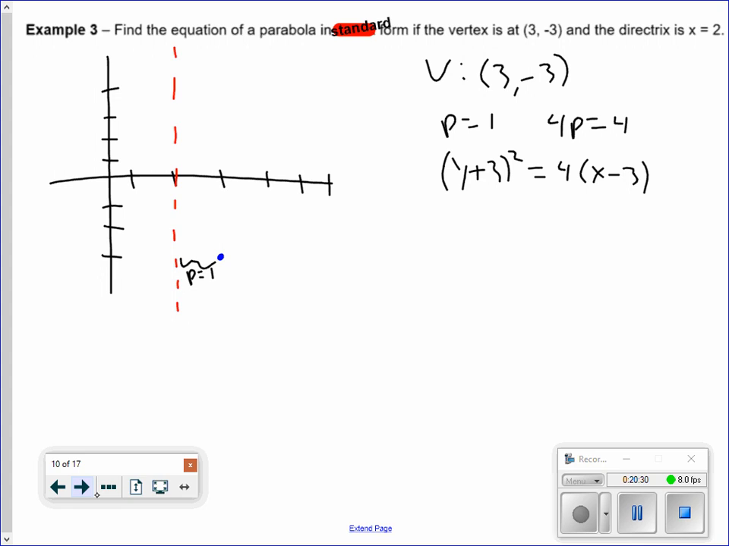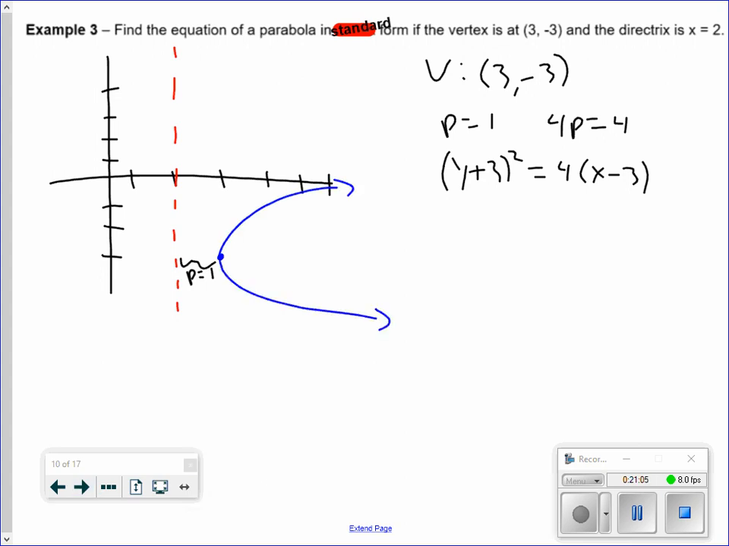All right, this is what you should have for number 3. For this one, I didn't even need to sketch the graph. I already know my directrix is to the left, so I'm going to open to the right. My vertex is given as (3, -3), the blue point right there, and the directrix is at x equals 2. I know my p-value because the distance from the vertex to the directrix is 1. I don't even really need to sketch it, because if my directrix is to the left of the vertex, I'm going to open to the right, away from it.